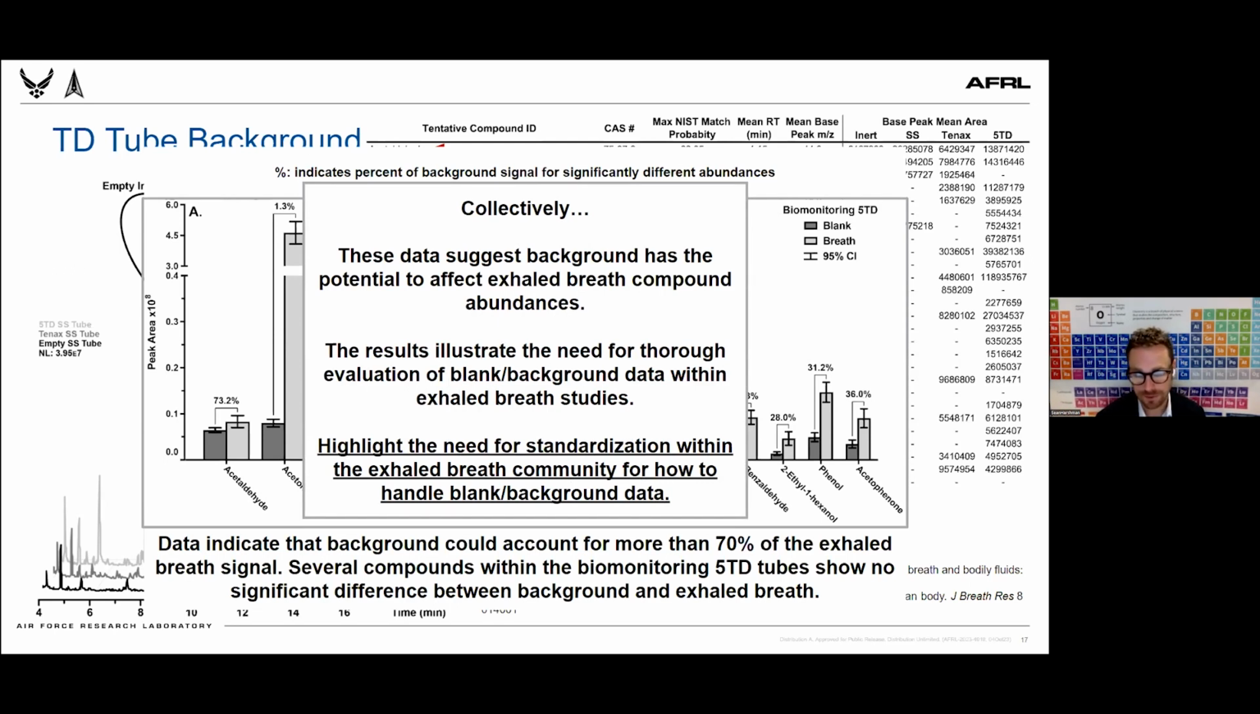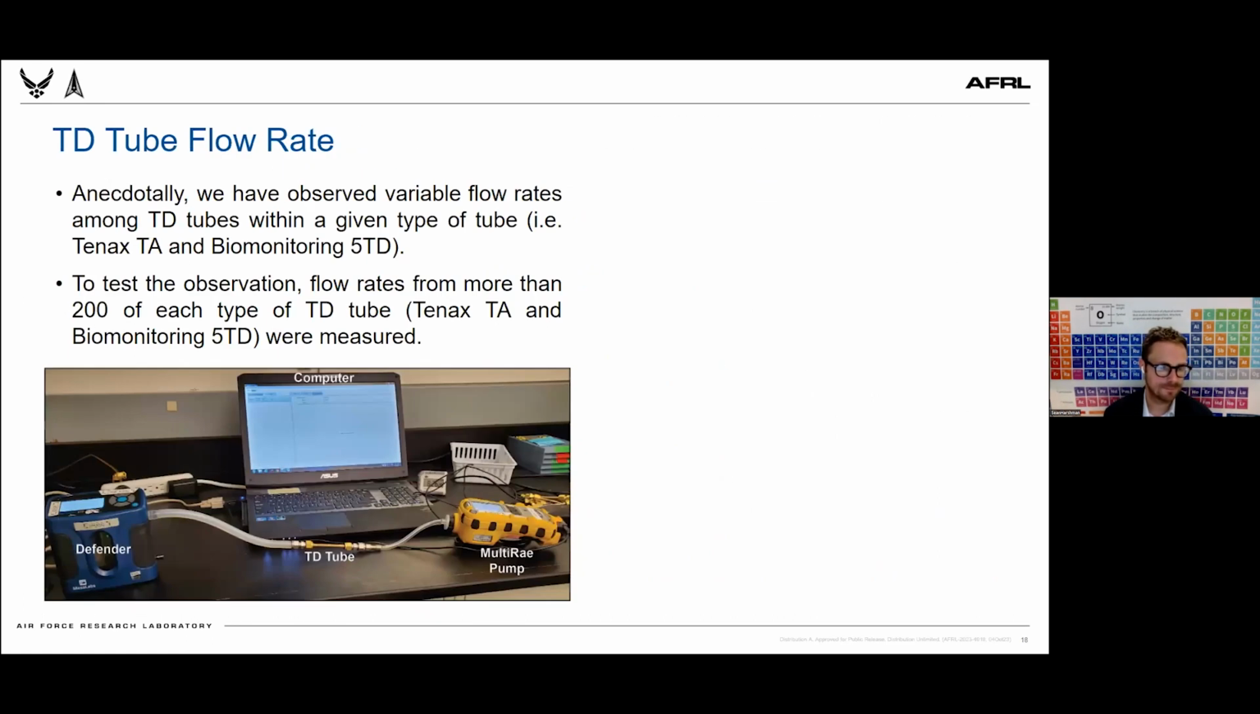And so I'm part of the standardization community within the IABR. And so I would like to kind of highlight that, given these results, some sort of standardization about how to handle breath and background data needs to be addressed. So that was kind of all of the background results that I had.